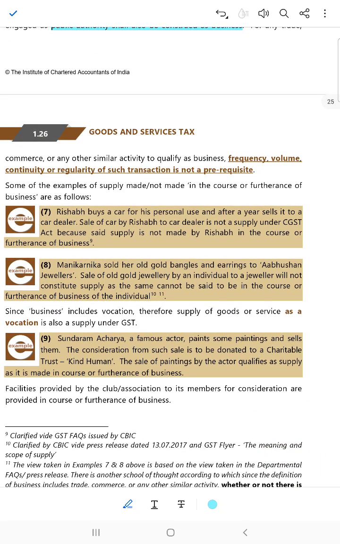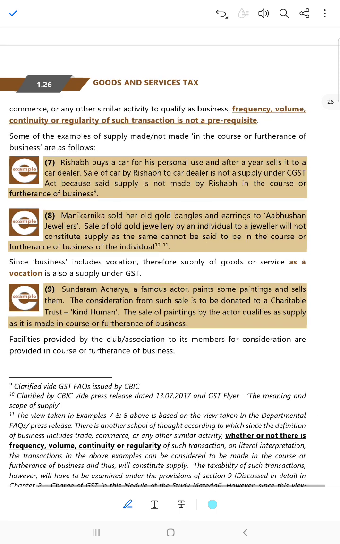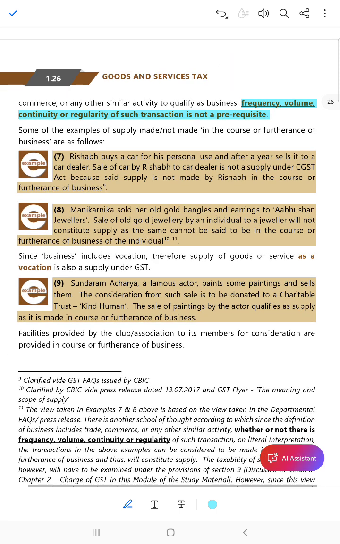For any trade, commerce, or any other similar activity to qualify as business, frequency, volume, continuity, regularity are not prerequisites. This is very important. Even if it's once in a lifetime, even if it's only one, even if not part of my own profession, yet it falls under the definition of business. For example, a teacher, whose profession is not painting, yet if there is painting and a monetary value is involved, there is a supply of service, there is a consideration, then it is definitely a business, it falls under the definition of business.